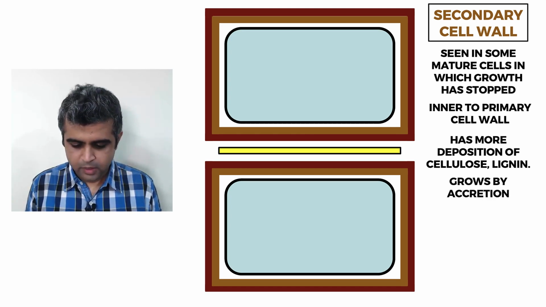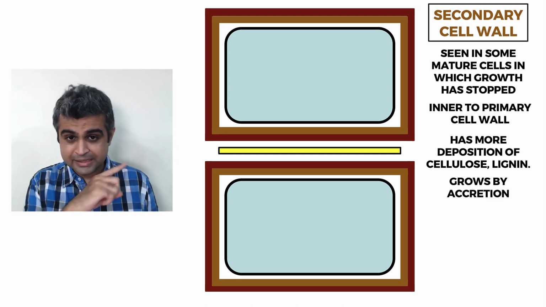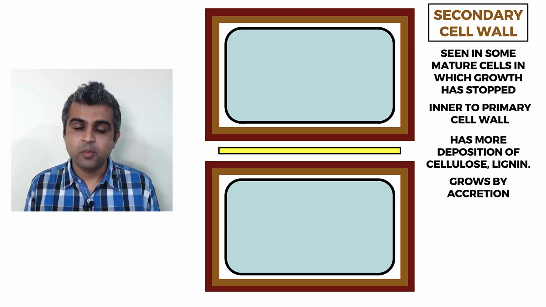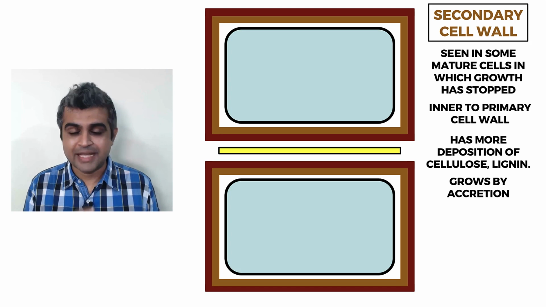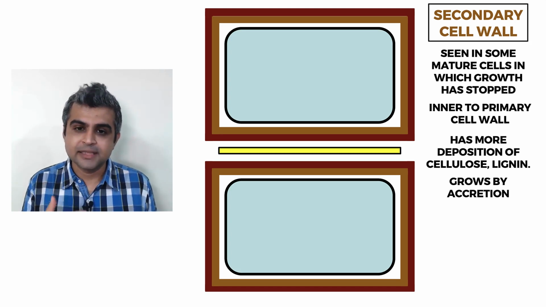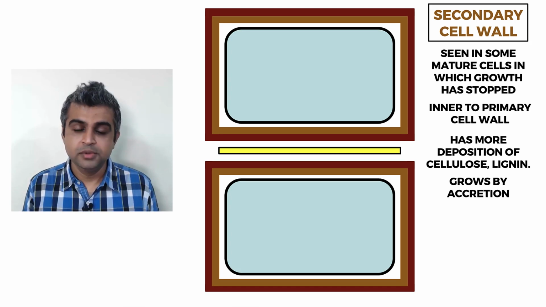Now, this goes by accretion. This secondary cell wall grows by accretion. What is accretion? To deposit upon. So intussusception was growth from within, whereas accretion is growth on top of something. So now you are making layers and layers and layers, new layers inner to the primary cell wall.